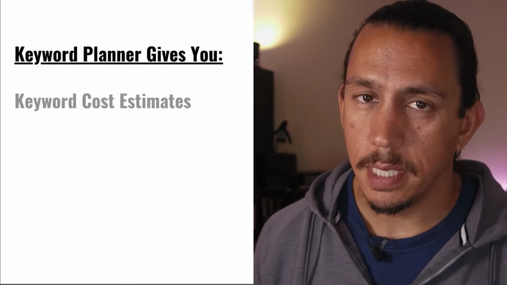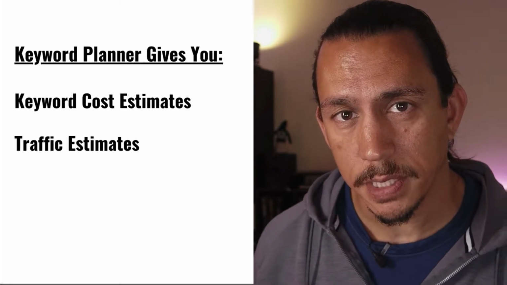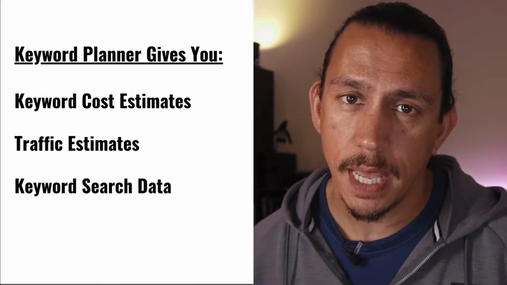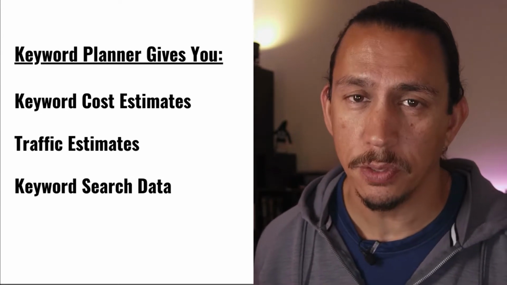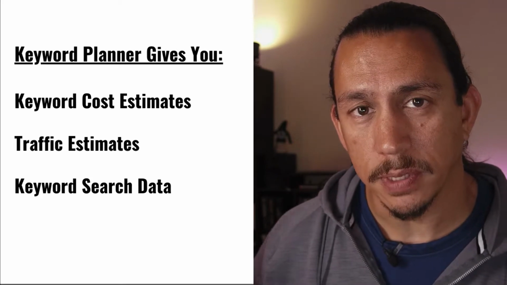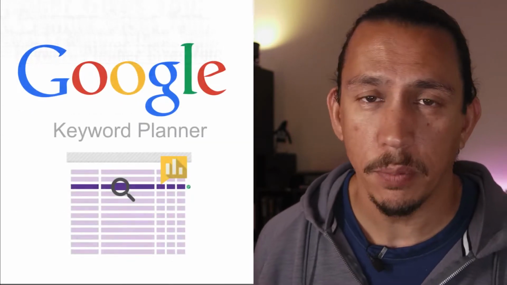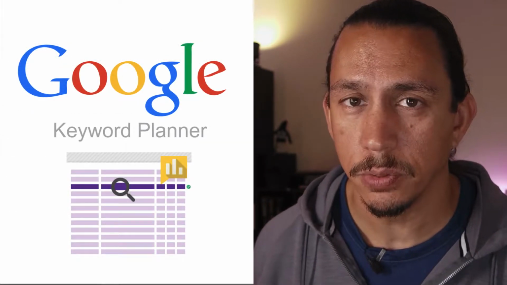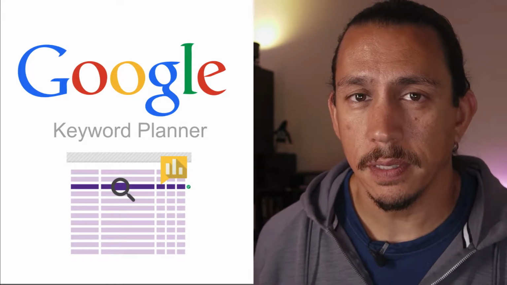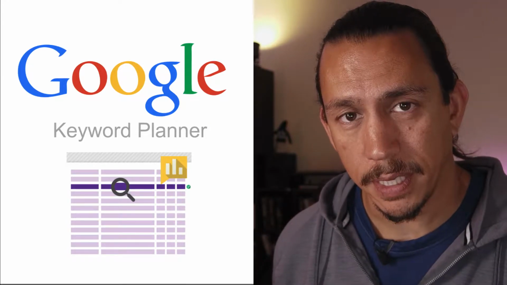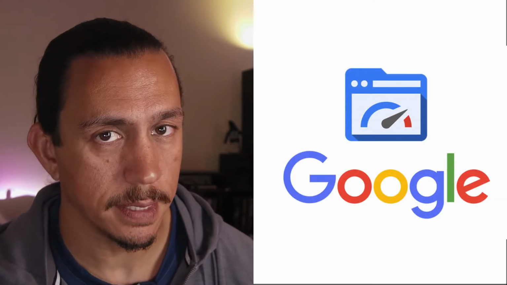You'll get keyword cost estimates, traffic estimates, and if you look at specific date ranges, for instance, you can get an idea of how much a keyword is being searched for now versus then. So you'll know if something's rising or declining, as well as those click costs associated with them. Keyword Planner is a tried and true tool. It's been around for a long time. And honestly, most of the other tools pull from Google's database anyways, so why not just go straight to the source?